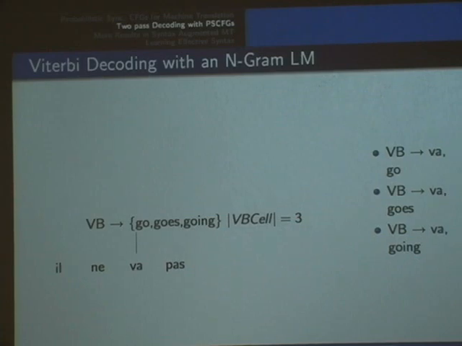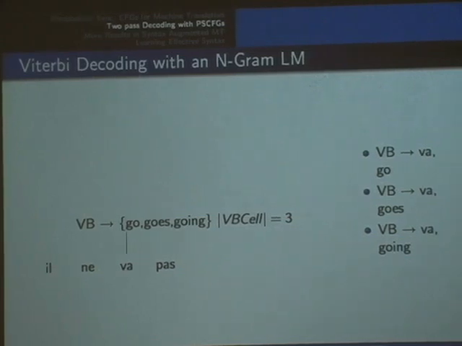So in this case, we're going to focus on one particular path. The decoder, in reality, has to focus on all paths and compare them all together. But we're going to focus on just one. We're going to see what happens. So in this case, the va translates to go or goes or going, several alternatives, and produces a VB.